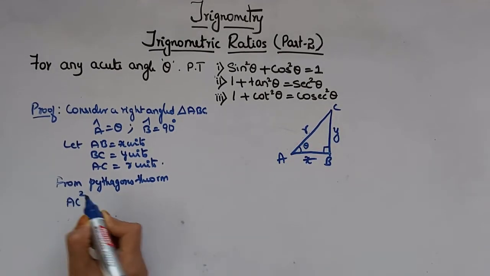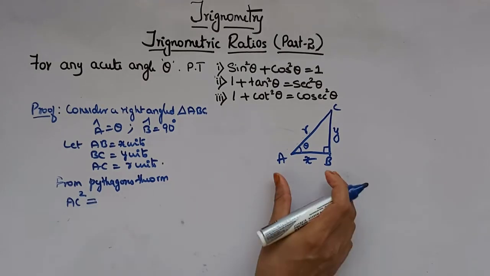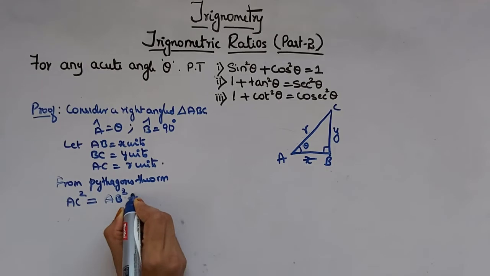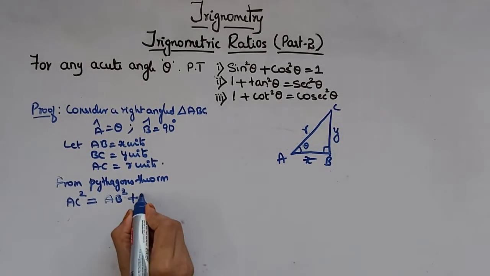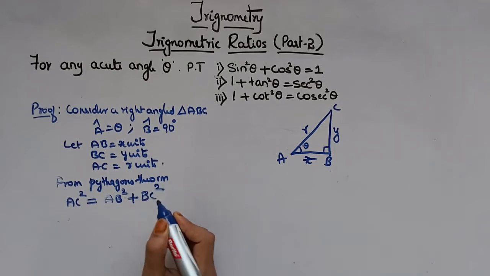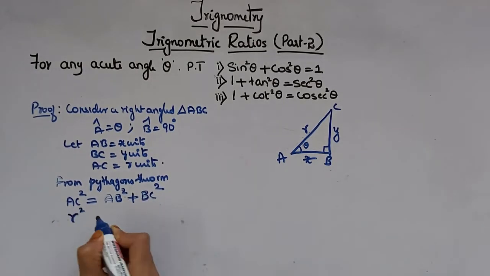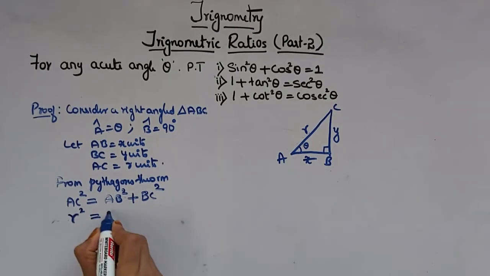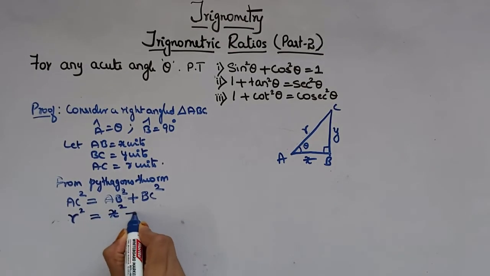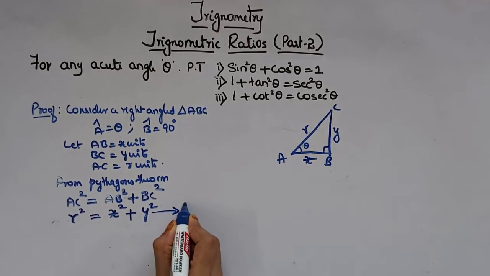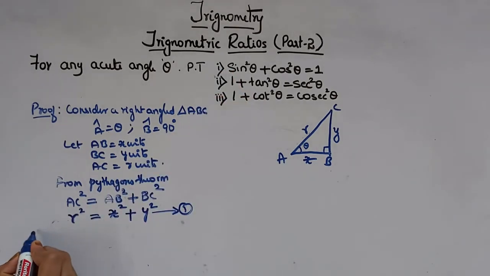So square of the hypotenuse is equal to, here the side is AB, its square plus the other side BC, so BC square, right? So now AC is r. So r square is equal to AB here is x, so x square plus BC here is y, so y square. So now let's take this equation as 1. Now let's prove the first one.